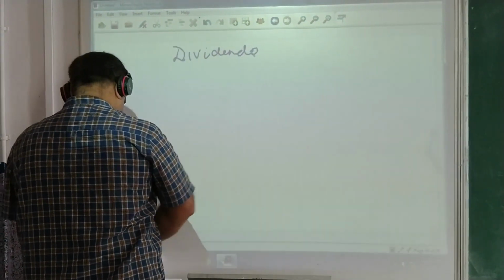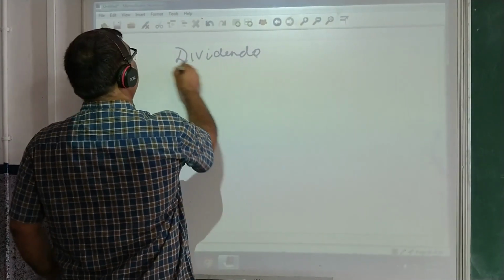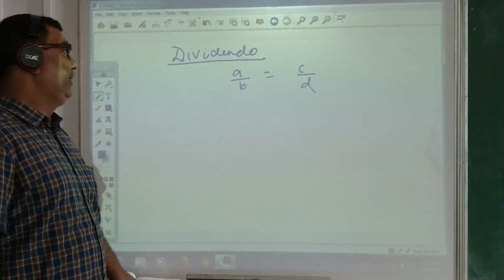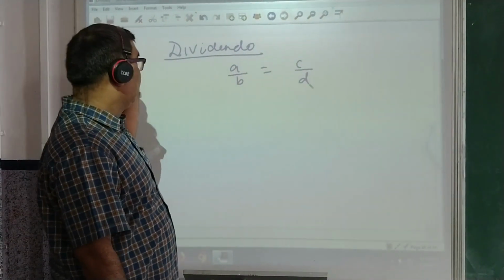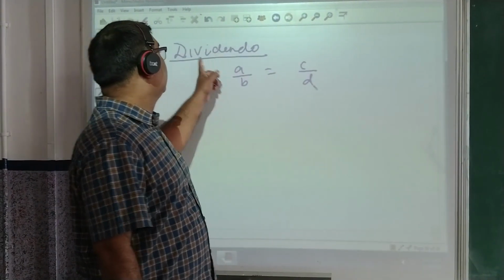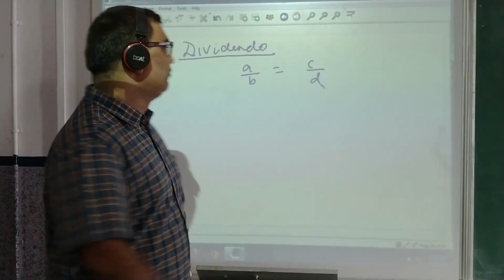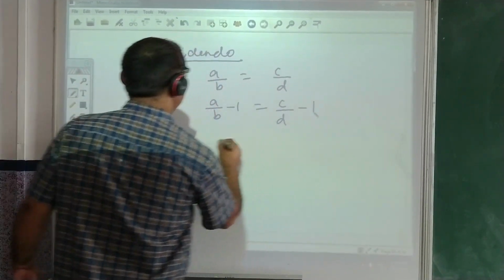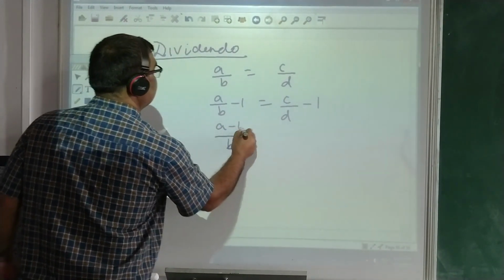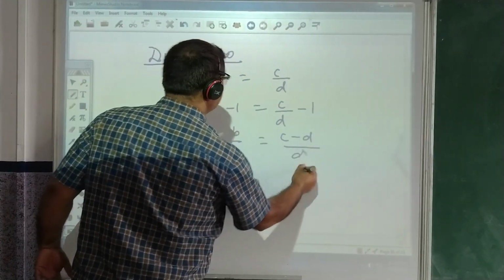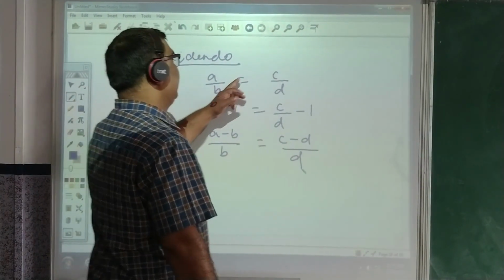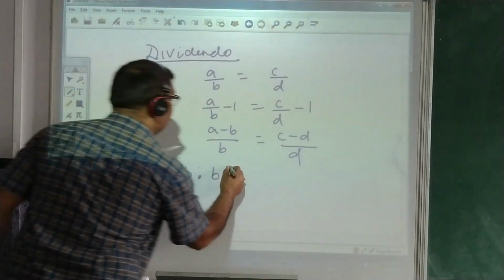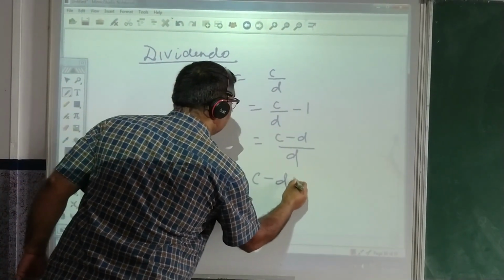Dividendo. So a by b is equal to c by d. In case of componendo, I have added 1. In case of dividendo, I am subtracting 1. So a by b minus 1, c by d minus 1. By taking LCM, (a minus b) by b, (c minus d) by d. So using dividendo, a by b equals c by d, can I write a minus b is to b as c minus d is to d.